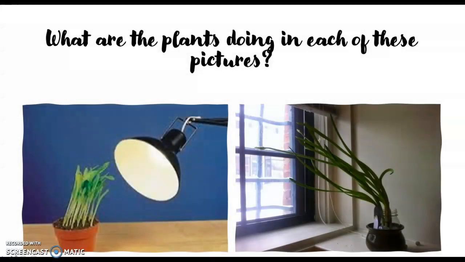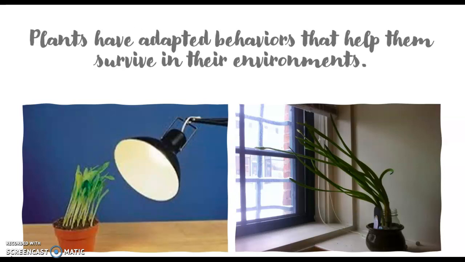So first let's talk about what the plants are doing in each of these pictures. Let me give you a few seconds to think about it. All right, yes. The plants are growing towards the light because light is its energy source. That is how the plants grow in the first place. So they are going to grow towards what is allowing them to grow. Perfect. And plants have adaptive behaviors that help them survive in their environments, such as this.